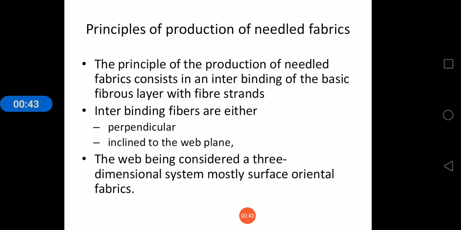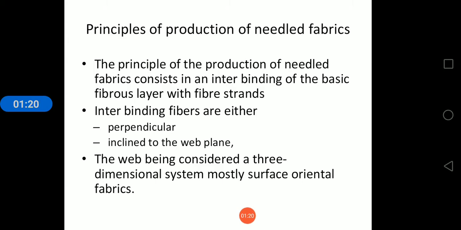The principle of the production of needle fabric consists of an interbinding of the basic fibrous layer with fiber strands. Interbinding fibers are either perpendicular or inclined to the web plane, the web being considered a three-dimensional system, mostly surface-oriented fabrics. It means the principle of needle fabrics is interbinding of fibrous layers, two attached fibers by perpendicular action. One is horizontal and one is vertical fiber strands.